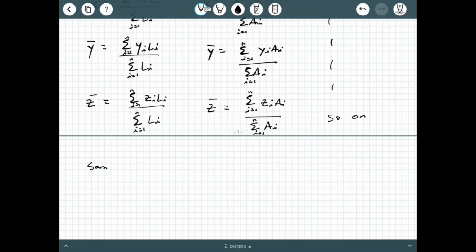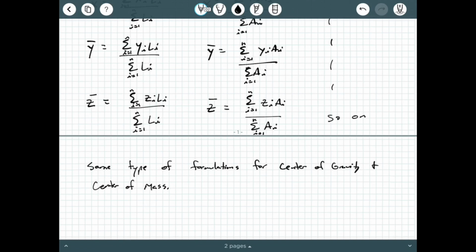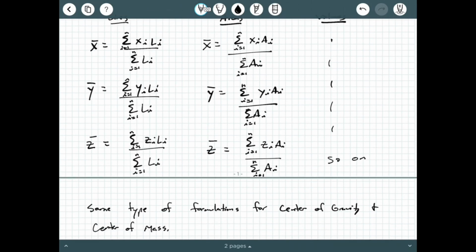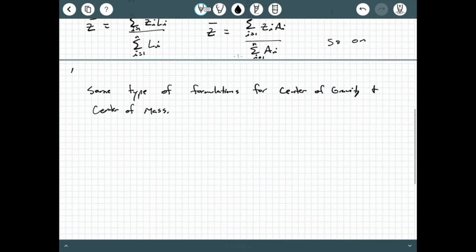And I'm also going to say same type of formulations for center of gravity and center of mass. So remember, the mathematical framework between center of gravity, center of mass, and centroid is all basically the same. They just physically represent different things, but they're mathematically the same. So the summation versions of all those integral equations are going to follow a similar pattern.